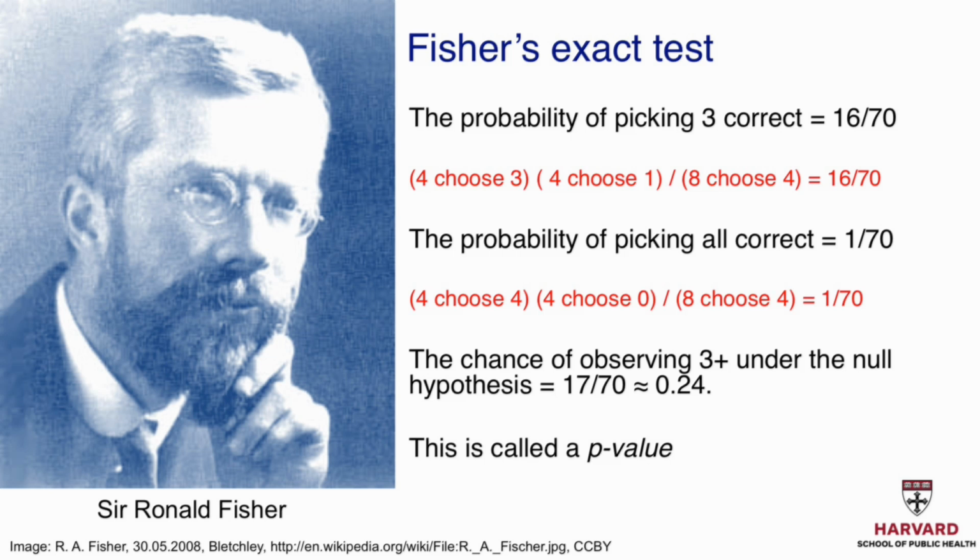So the chances of observing 3 or something more extreme than 3, which is just 4 in this case, under the null hypothesis is 0.24. So that's not that impressive. It happens by chance a quarter of the time. And this probability that I just described is what we refer to as a p-value.